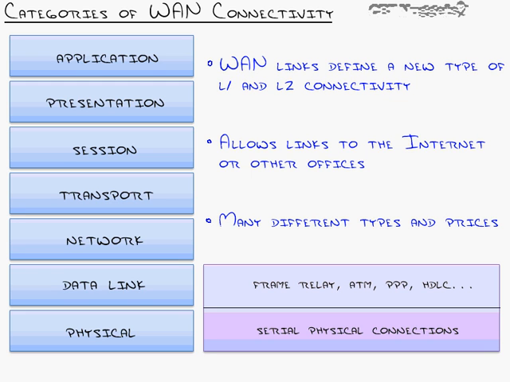Now, the first thing that it does is define a new layer 1 and layer 2 connection type. You can see our OSI model has walked onto the set again. And down at the bottom, you can see physical and data link layer. And we've moved away from our physical connections being like Ethernet cable, Cat5, and RJ45 connectors, and we've moved over to serial physical connections. That's the language or the connector type of the WAN.